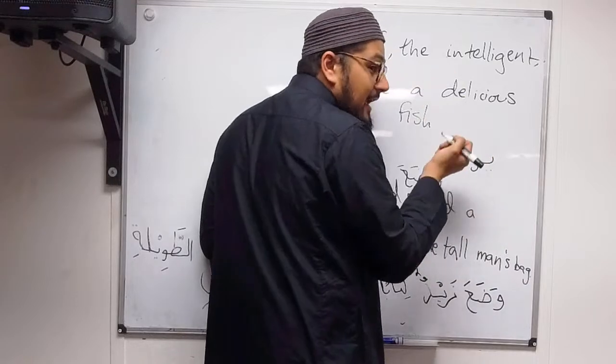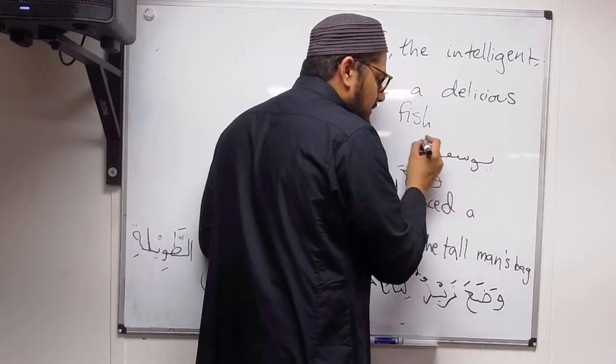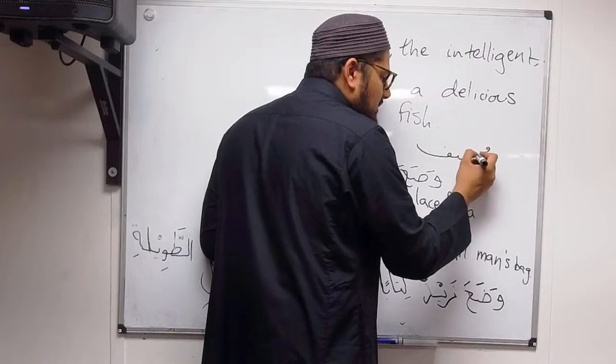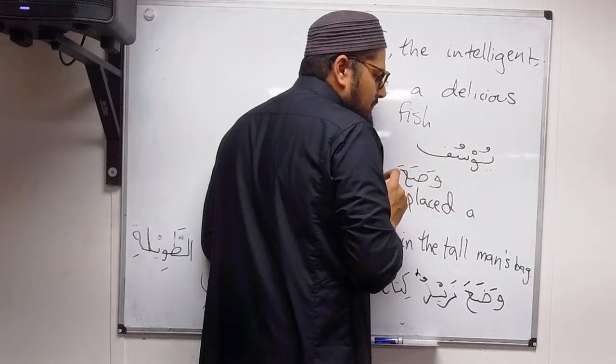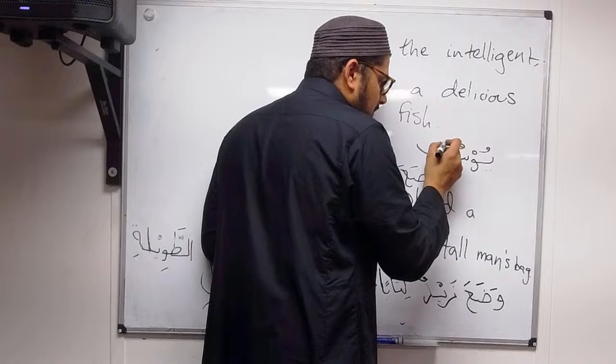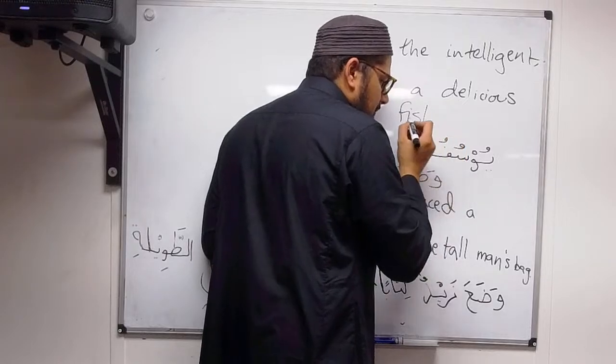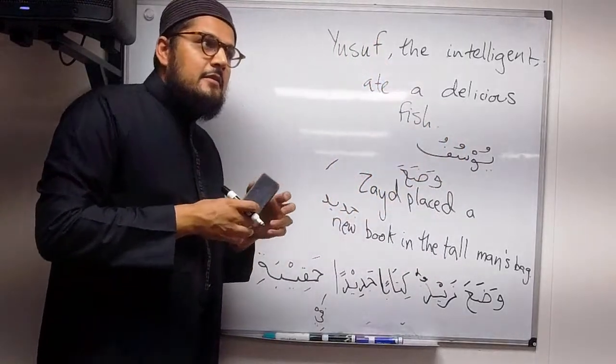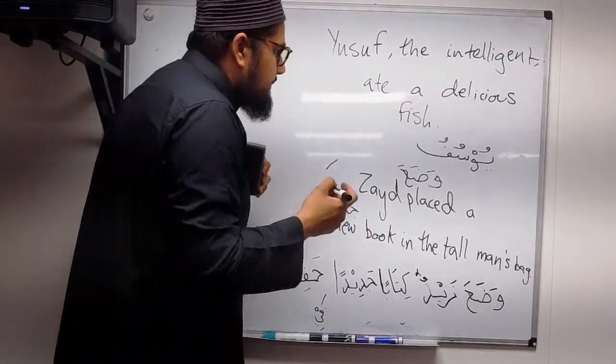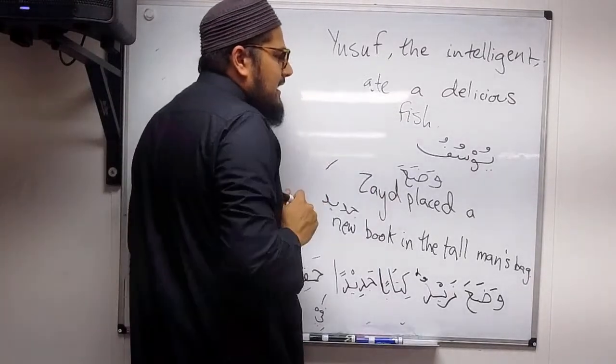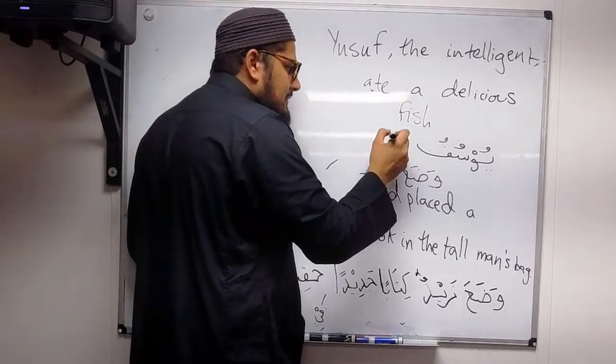Very good. Let's start with Yusuf. What state would Yusuf be in? I think it would be a Rafa state because he ate the fish. He ate the fish, mashallah. So Yusuf is a fa'il. Am I going to say the next word now? No, you have to call him intelligent first.